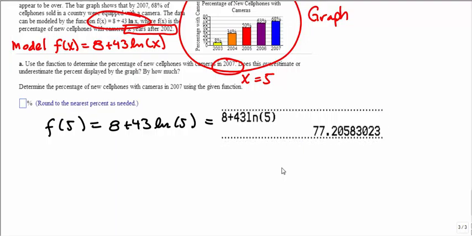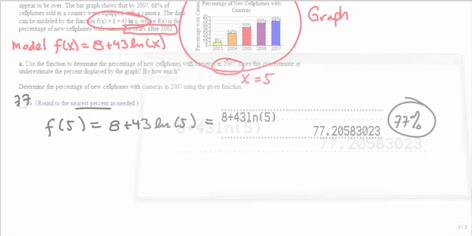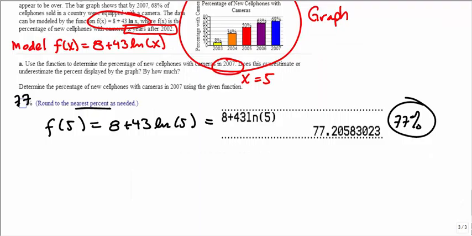So round your answer to the nearest percent is needed. So this would round to 77%. So that's the answer that would go here, is 77. Now that is based on the model. Now the second part to this question says, does this underestimate or overestimate the model? So let's go ahead and pull that question in, and then we'll see how we can compare.